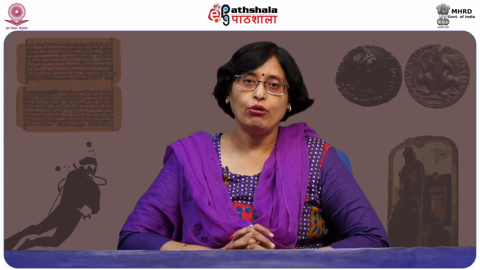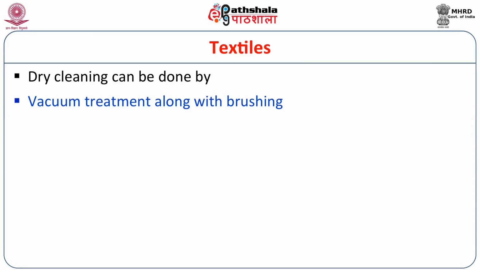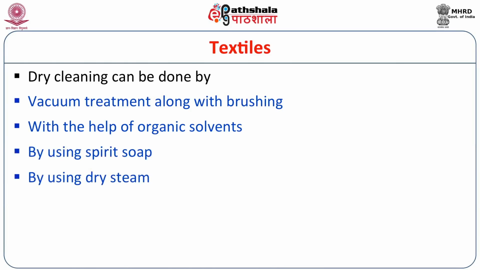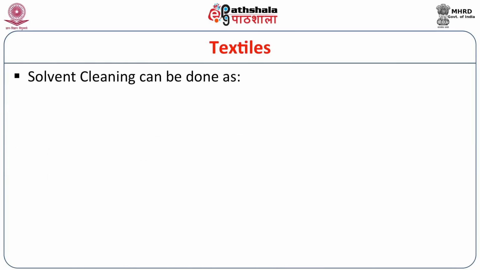For fragile or deteriorated textile, we should take measures like dry cleaning. Dry cleaning can be done by vacuum treatment along with brushing. It can be done with the help of organic solvents. It may be done with spirit soap, and dry steam is also used in case of fragile textile.